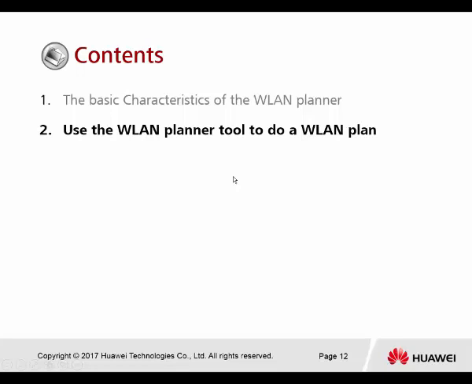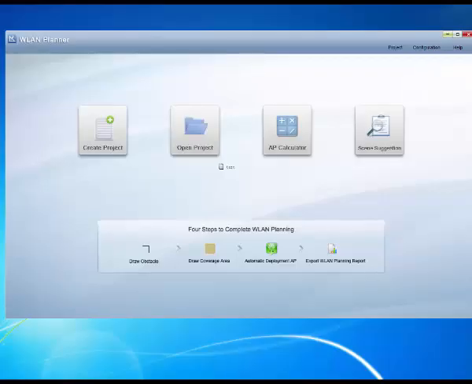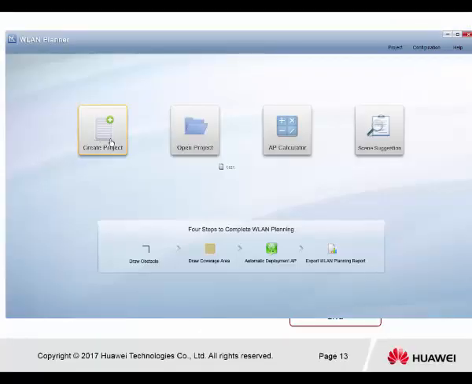Number 2, use the WLAN Planner 2 to do a WLAN plan. After running the WLAN planner, the first thing we need to do is create a project and import the building drawing. Because after you start the project, it will allow you to import the floor plan like this one. You create a project.